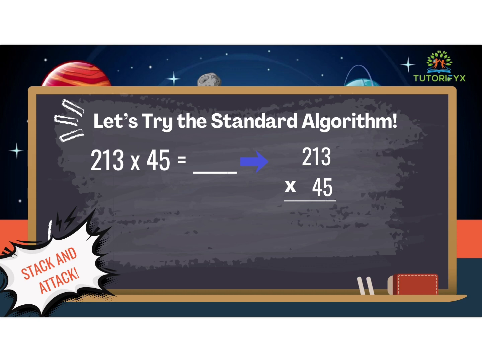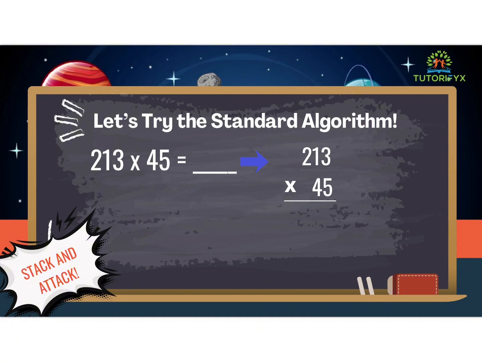213 times 45. Whoa, a 3-digit by a 2-digit. Oh, can I do it? I think I can. All right, same rules apply. Watch me slowly, okay? I'm going to do a quick visual so that you have a better understanding before I jump into it. So you want to multiply your ones place first. That number 45 is going to be multiplied by each digit in the top number.